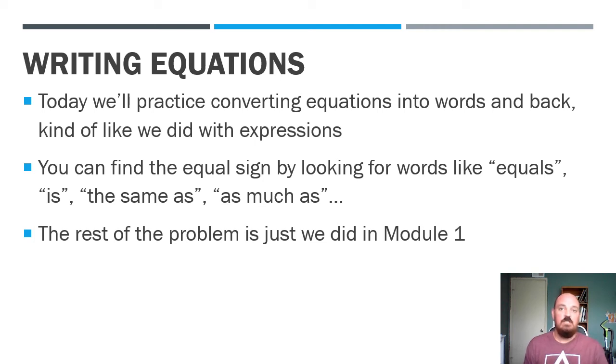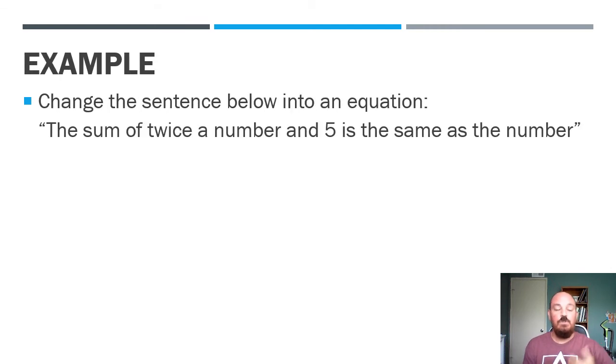Now the rest of the problem is just like Module 1. It's just add, subtract, multiply, divide, and for a number you don't know, you assign a variable, all those same things we talked about. So let's wrap it up with a quick example. We're going to change this sentence below into an equation. The sum of twice a number and 5 is the same as the number. So the first thing I notice here, what's different about this question that we did not have in Module 1, is this phrase right here, is the same as. That is going to be my equal sign.